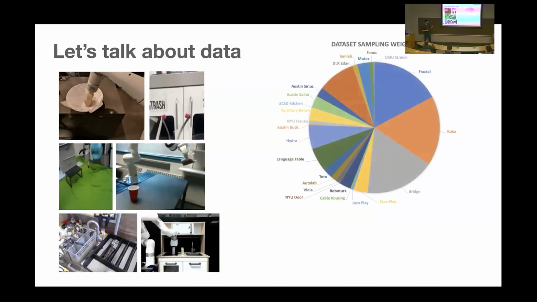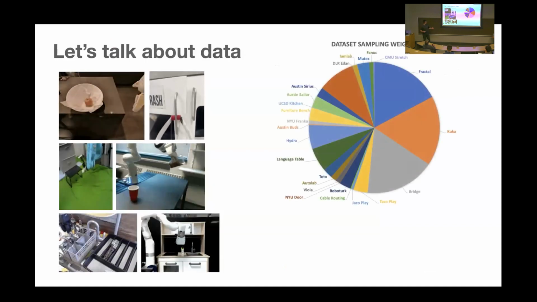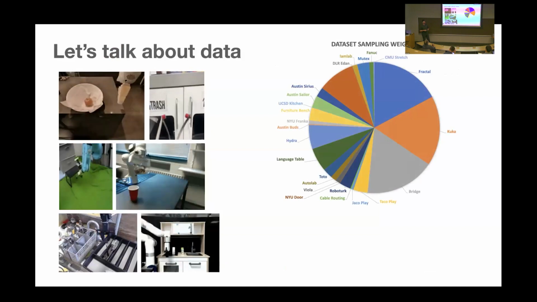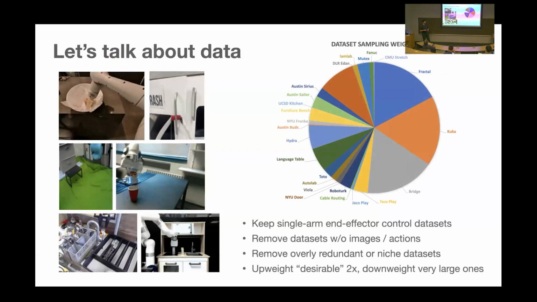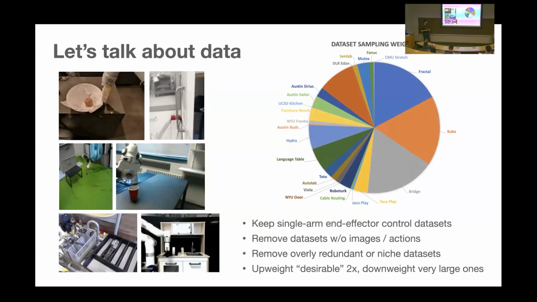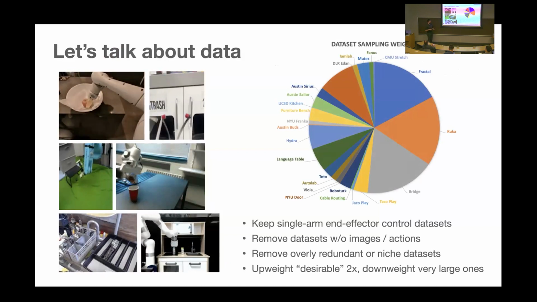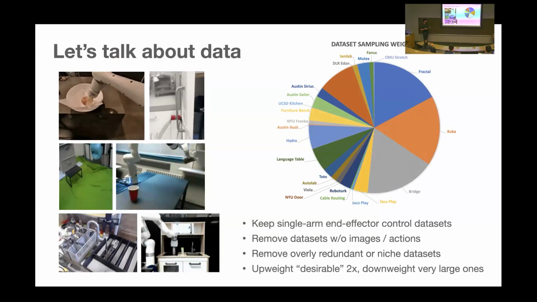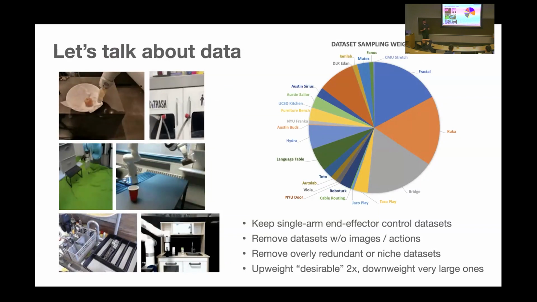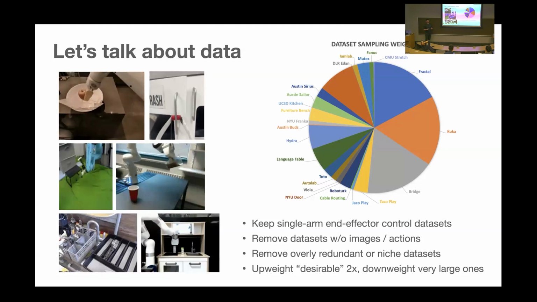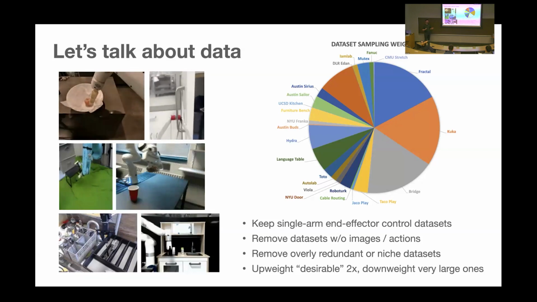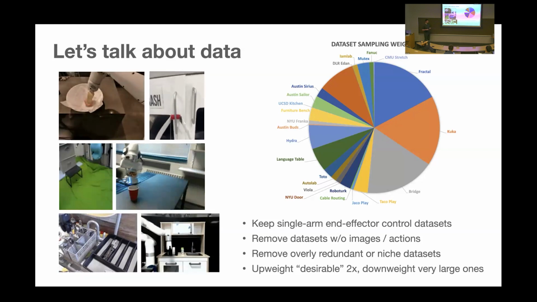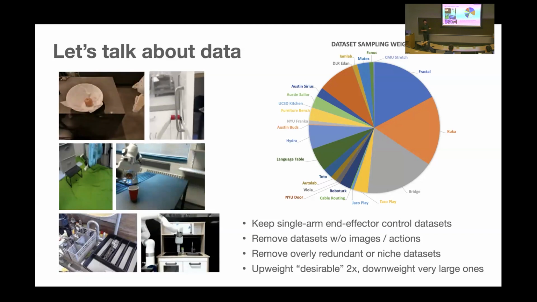Cool. I will briefly talk about the data. I have introduced the data set before. We actually need to do a little bit of curation for this training run, so we don't train on literally everything. As I mentioned, we only train on single arm data sets. Remove any data sets that don't happen to have images or actions. And I also very heuristically went in and removed data sets that I felt are too niche, so they're single task and single environment kind of data sets. And then even more heuristically, I went through and looked at the data sets, and the ones that I thought are pretty cool, I upweighted in the data mix.